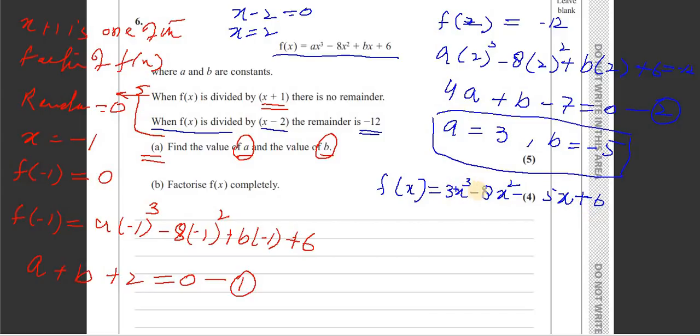And how do I do that? If you read the first condition, where they said that f of x is divided by x plus 1 and there is no remainder, that means x plus 1 is one of the factors. That's the key point that we can use. So we can use a long division method to find the quadratic factor from this, and then we can factorize that quadratic factor. So I will do it on the next page. So let's see.